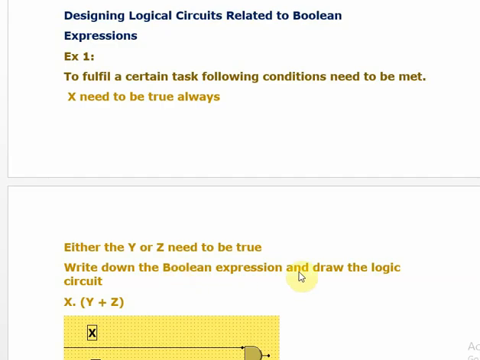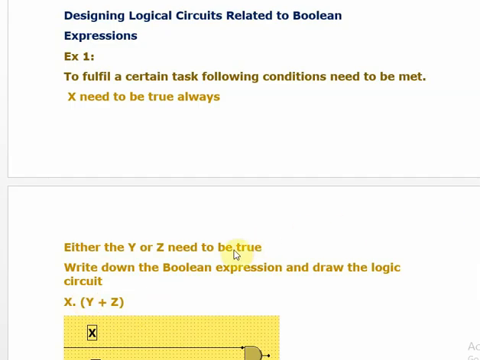So write down the Boolean expression, right? Then X, right? X must always be true. Then X and Y or Z. It's very clear, right? X always needs to be true, and what is the other condition? Y or Z. Now this is the Boolean expression.